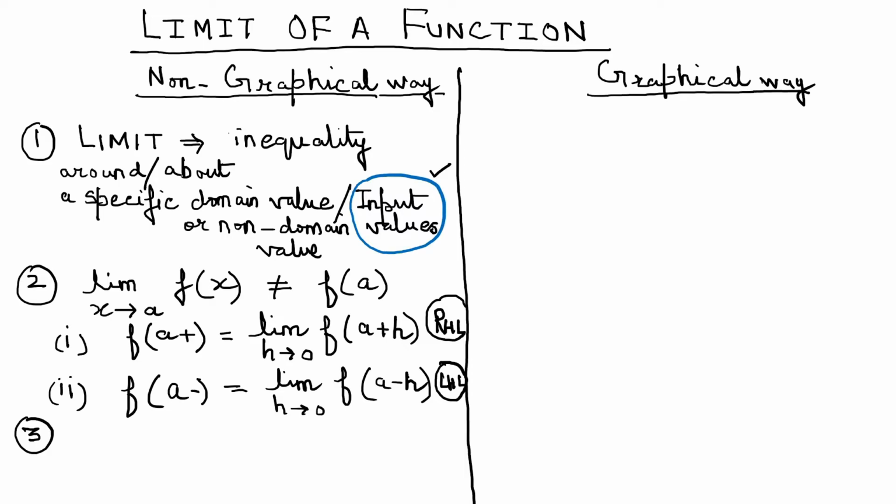So you will say that the limit as x tends to a of a given function f(x), irrespective of whether x equal to a is a domain or a non-domain element, we are just concerned with the input here, should be equal to the left hand limit, should be equal to the right hand limit.